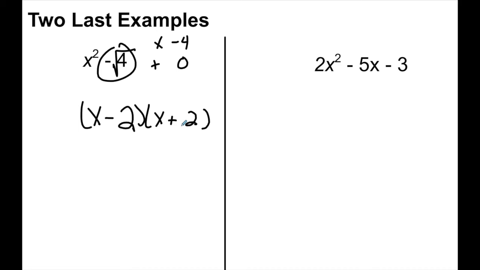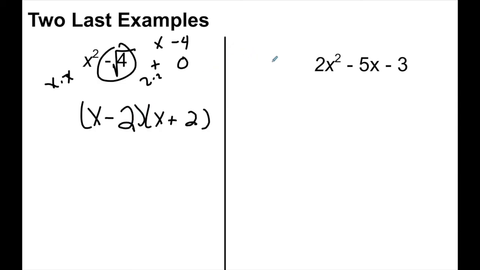So this is what we call a difference of squares. When you have a difference of squares, it's called a difference because you're subtracting. And it's a difference of squares because each of these are perfect squares. X squared is x times x, and 4 is 2 times 2. Okay?